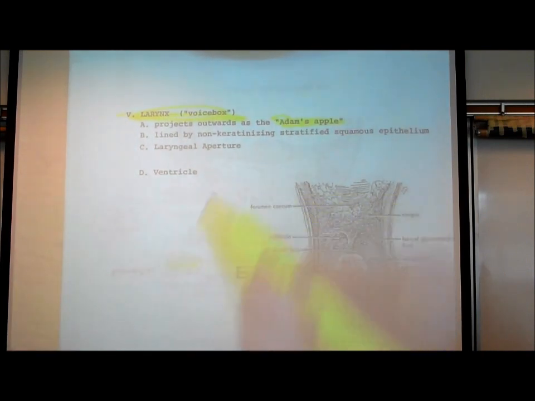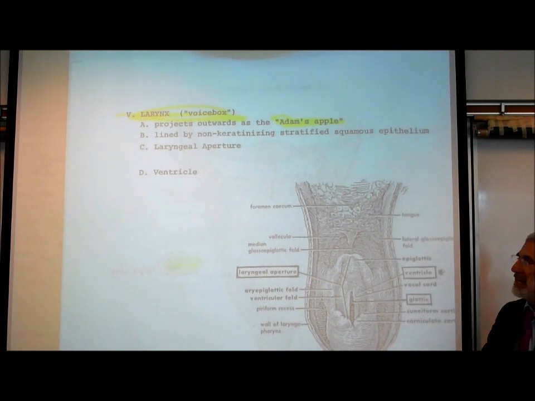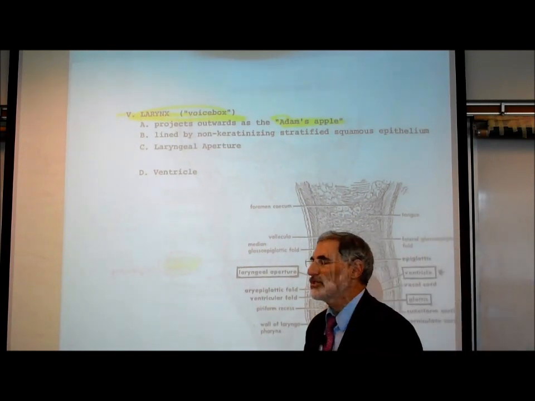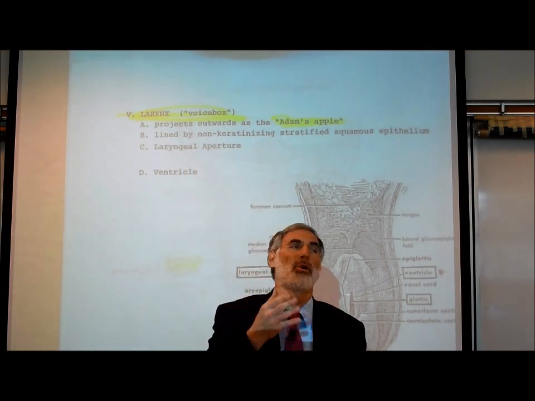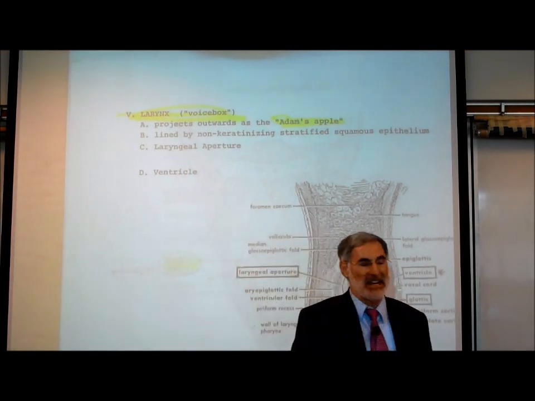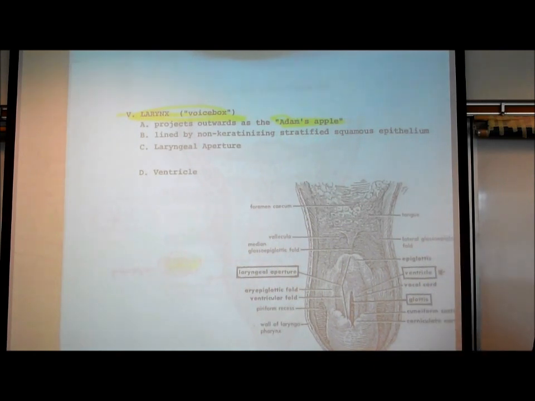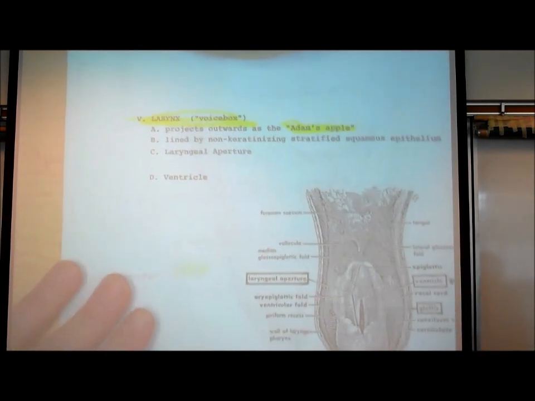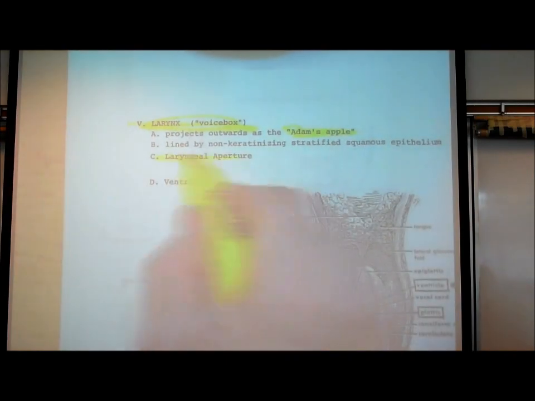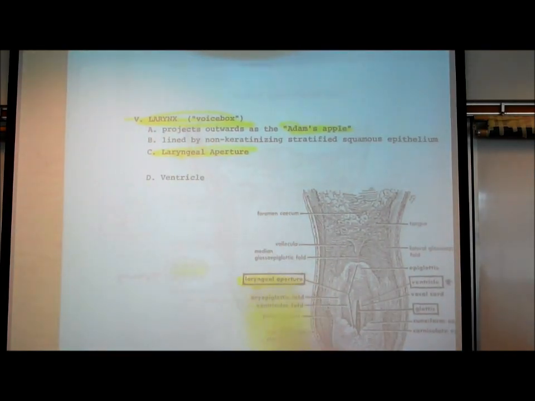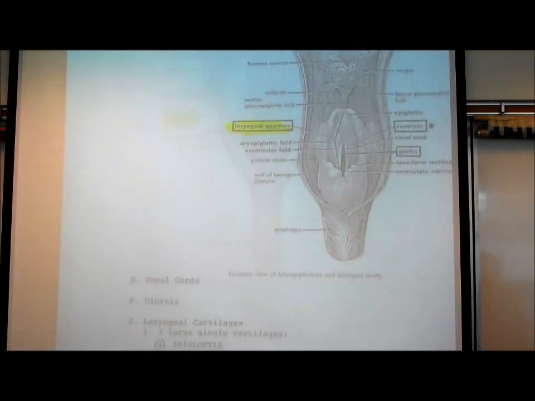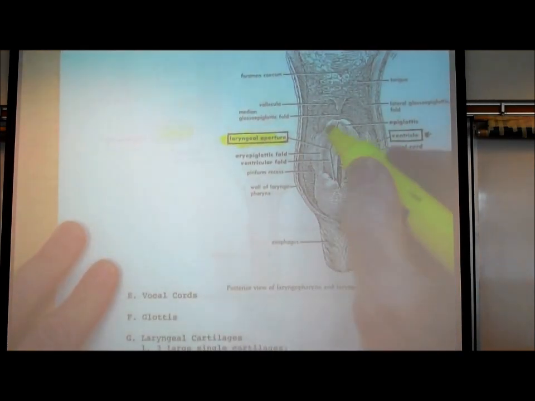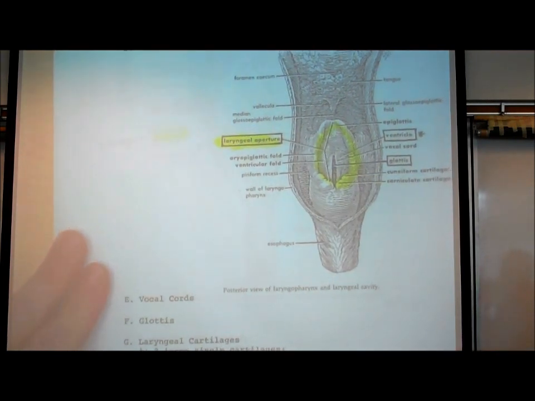The larynx is lined by non-keratinizing stratified squamous epithelium, which is the same tissue that lines the inside of the oral cavity. It lines the oropharynx and laryngopharynx, and it lines the larynx. What do we call the opening into the larynx? The laryngeal aperture. Here it is right here in this picture. This is the laryngeal aperture, the opening into the larynx.